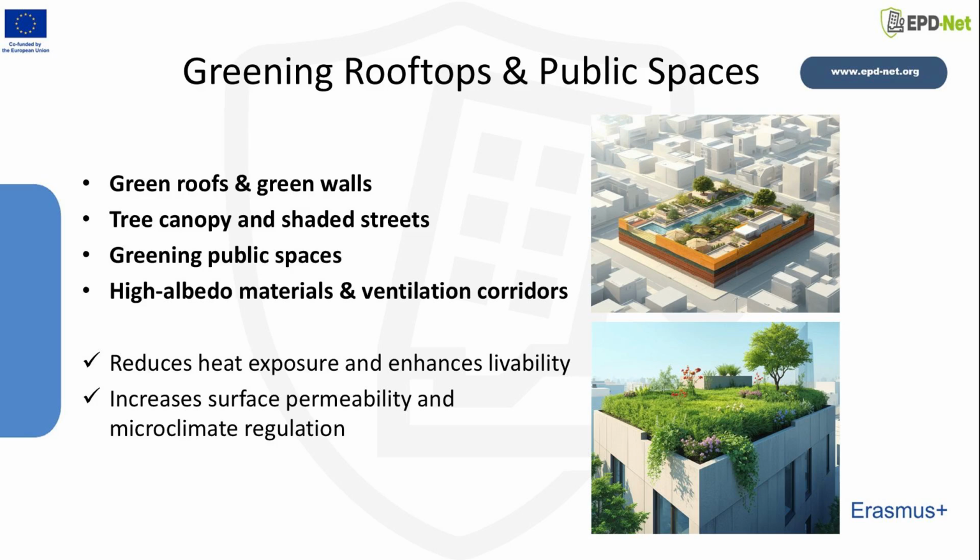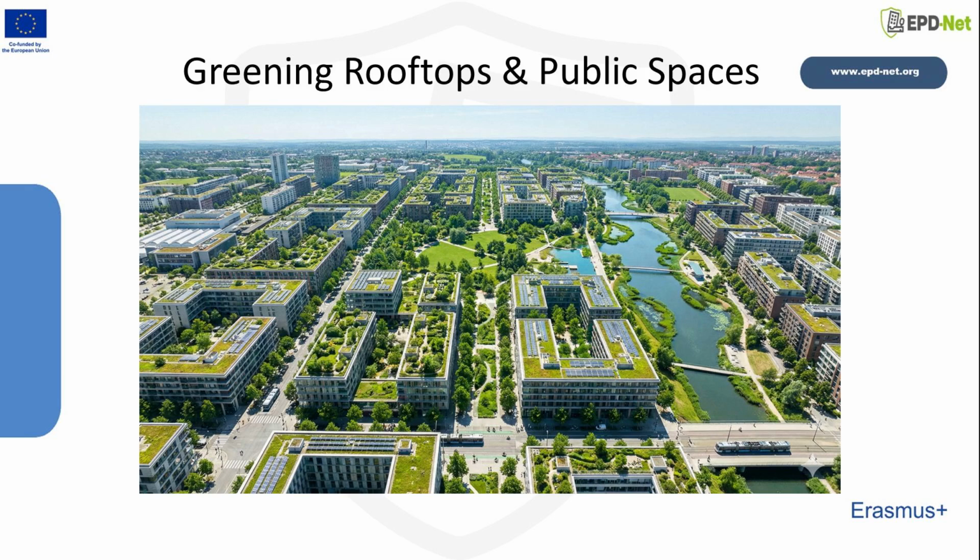At the same time, permeable surfaces and ventilation corridors can improve water infiltration and airflow, which helps cities manage both heat and rainfall more effectively. These measures also contribute to livability by making urban environments more pleasant and usable. When applied strategically, greening interventions strengthen environmental performance while also supporting public health, outdoor comfort, and broader climate resilience.